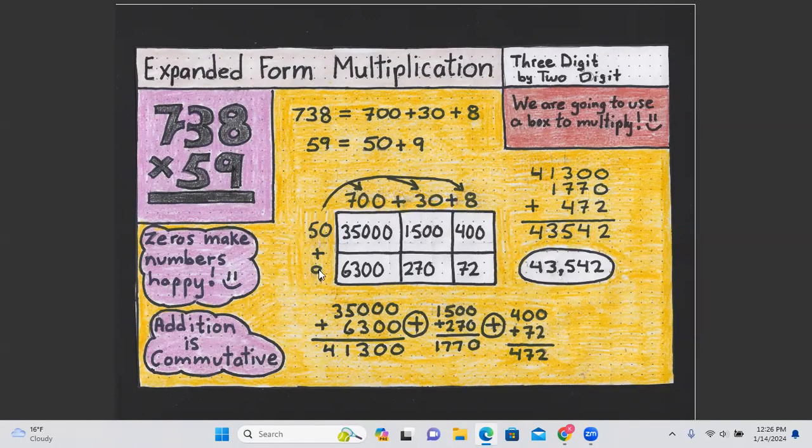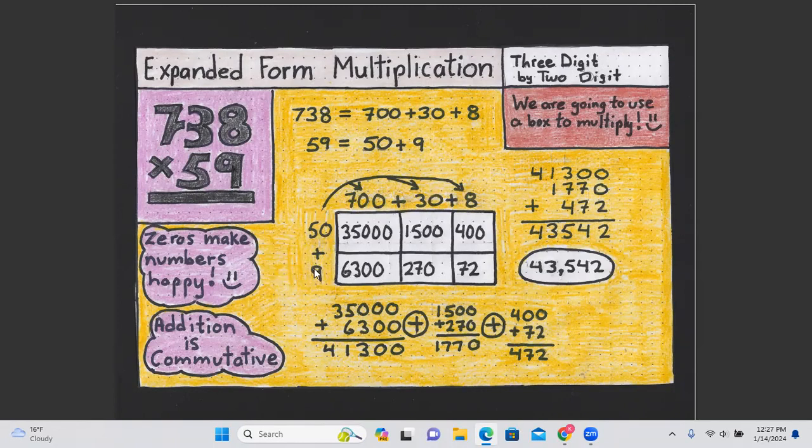Then we're going to distribute the 9 across the board. We're going to distribute the 9 to 700, to 30, and to 8. And so in this case, when we multiply 9 times 700, we will get 9 times 7, which is 63. And we're going to add in these 2 zeros to our final product right here. And so 9 times 700 is actually 6,300.